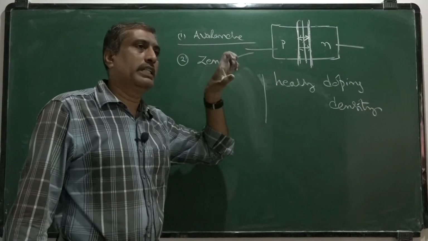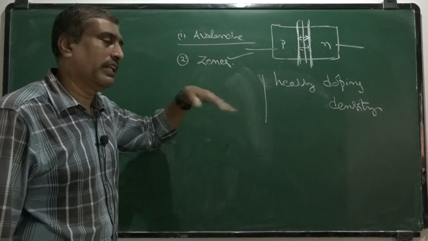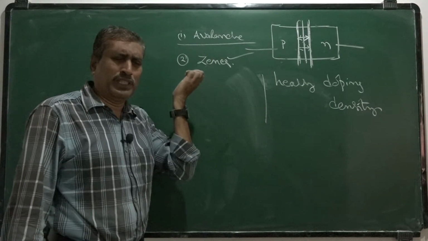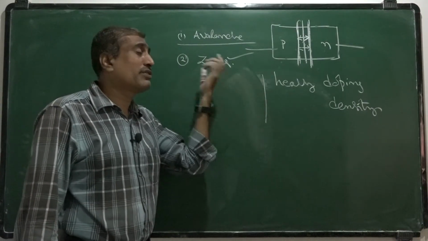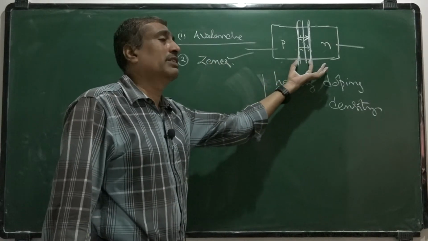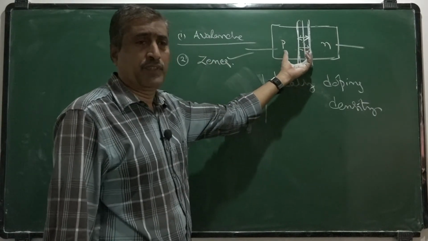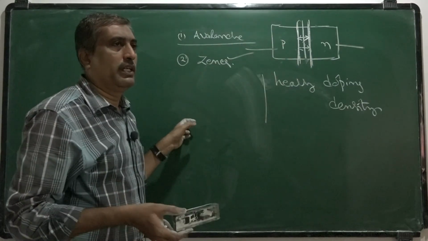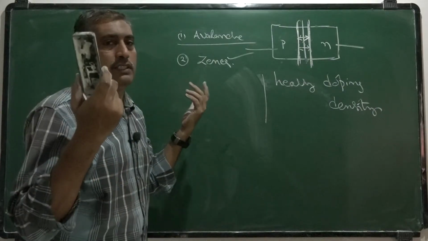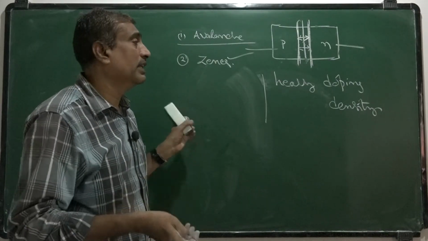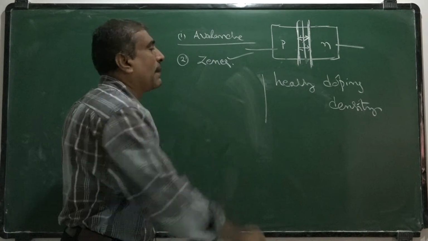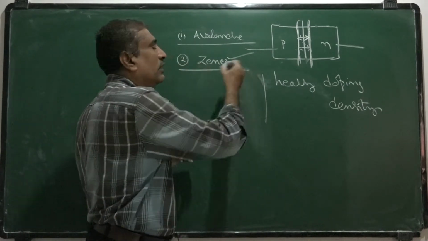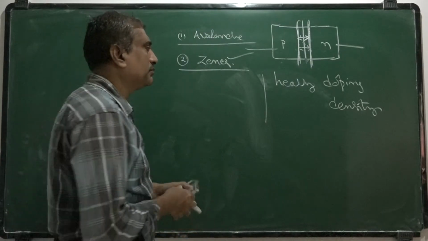Due to the reverse applied voltage, strong electric fields are established across the depletion layer of this p-n junction diode, which may break the covalent bonds and liberate electrons as free electrons. In that way, the free electron density increases, so the current across the junction increases suddenly, and this breakdown is called Zener breakdown. Okay.